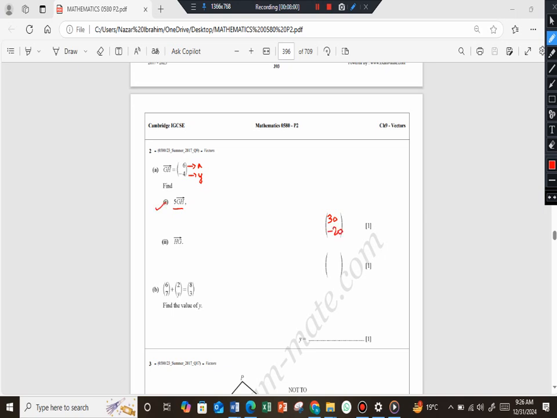Second part, find HG. We are given GH, HG is just the reverse direction, so change the signs. 6 will be equal to minus 6 and minus 4 will equal 4.